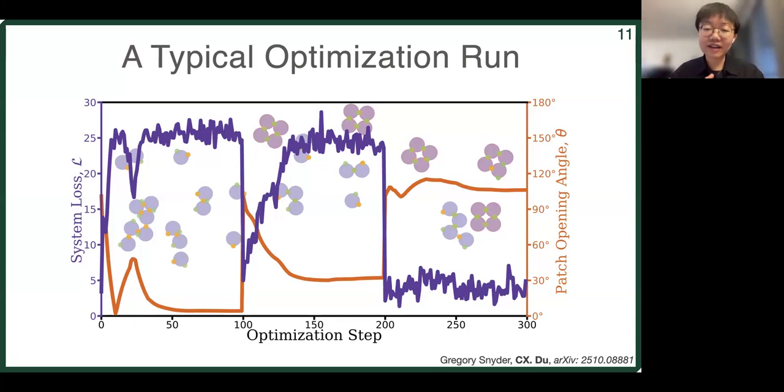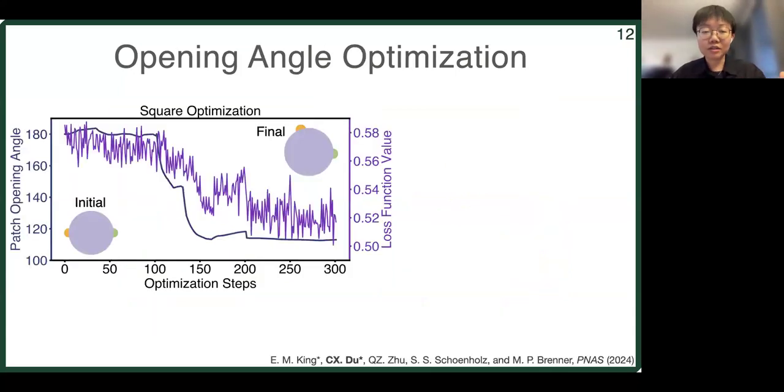When we first developed this platform, we just wanted to demonstrate that the model works. There we arbitrarily chose one patch size, and then asked, what are the good patch opening angles for it? And we found something really interesting. For assembling a square, we found that the patch opening angle is actually around 100 degrees instead of 90 degrees. And we were really curious.